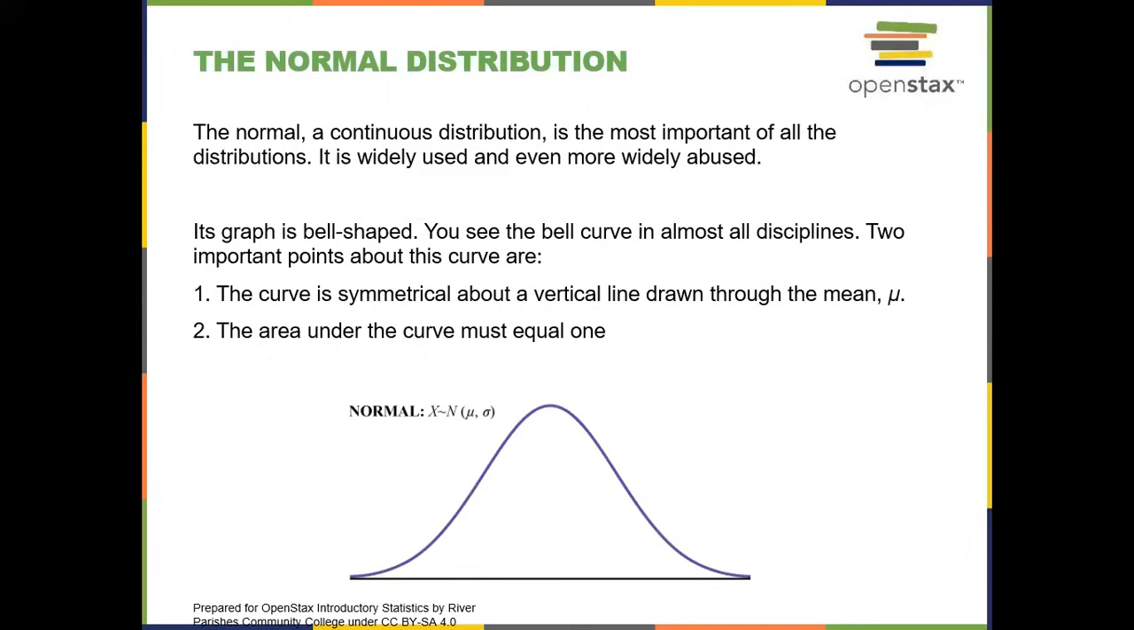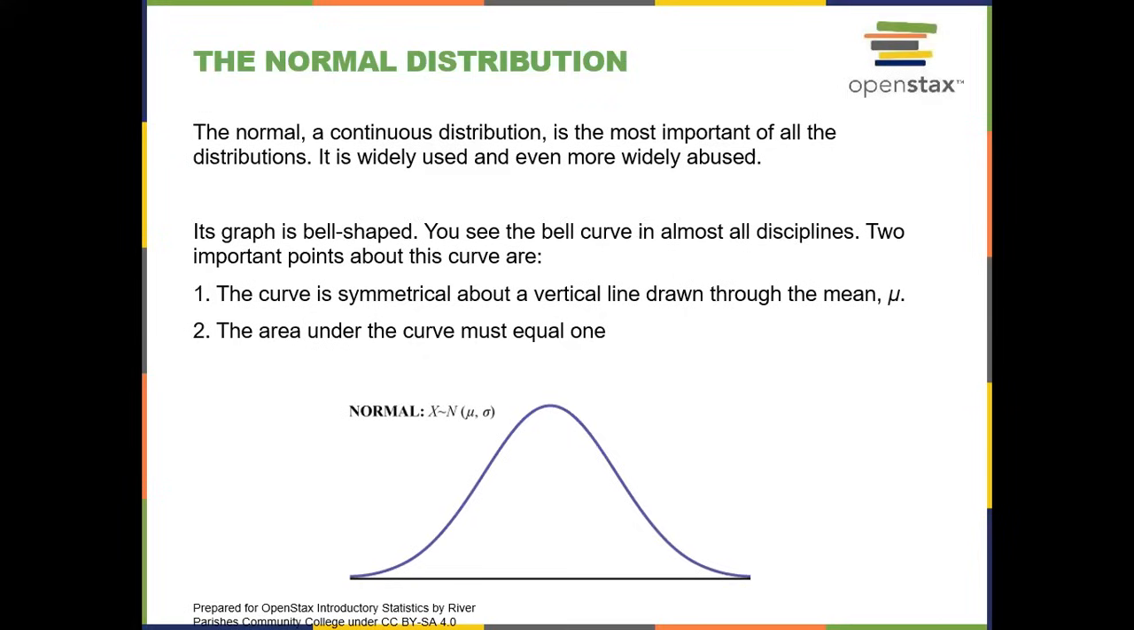The normal, a continuous distribution, is the most important of all distributions. It is widely used and even more widely abused. Its graph is bell-shaped, as you can see from the picture. You see the bell curve in almost all disciplines.